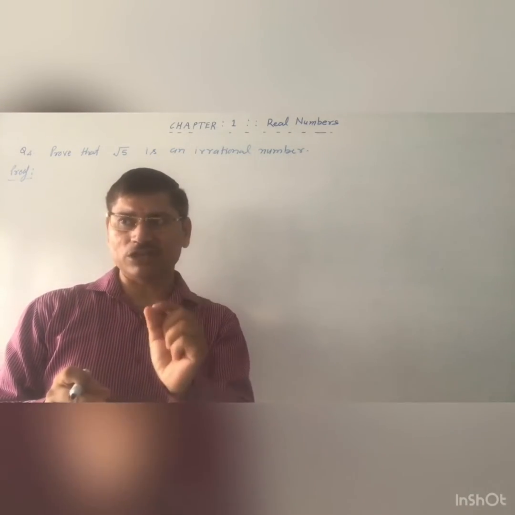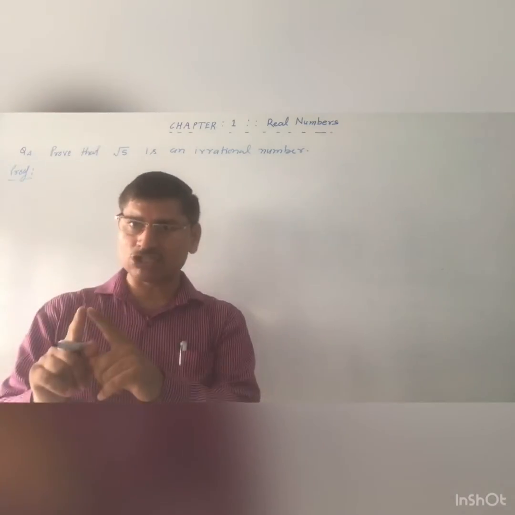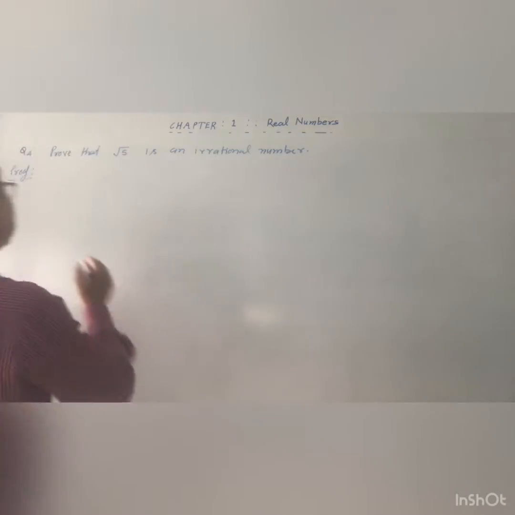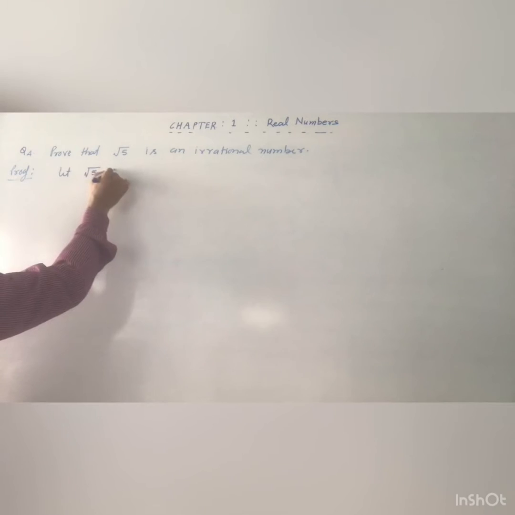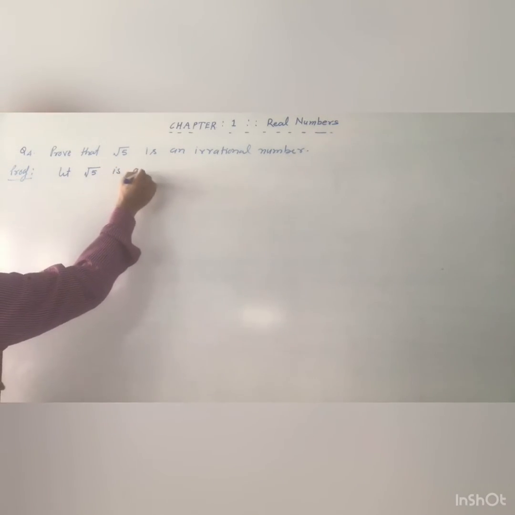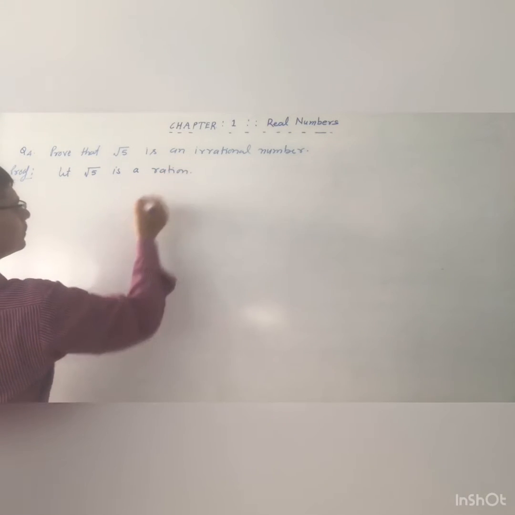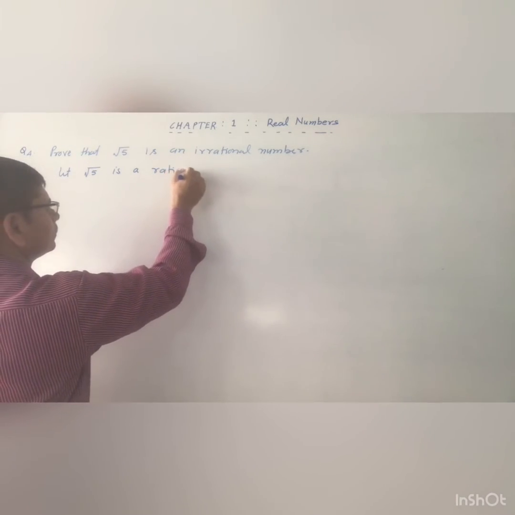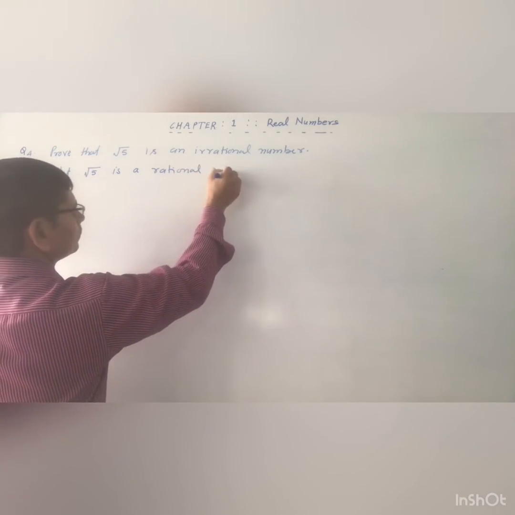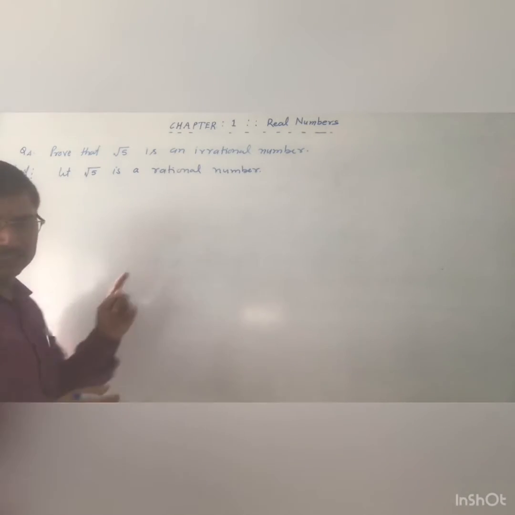So first of all, we will take: let under root 5 be a rational number. Okay, this is the first important step.